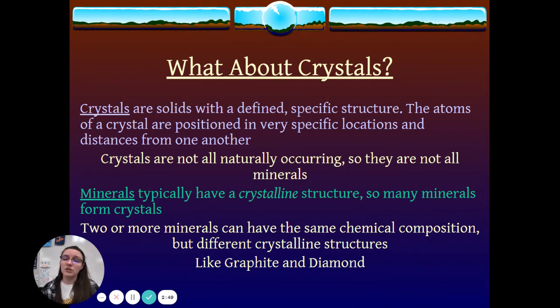Especially important to note that two or more minerals can have the same chemical composition but different crystalline structures. So graphite and diamond are made of the same stuff, but they are arranged in very different ways, which makes them two different minerals.